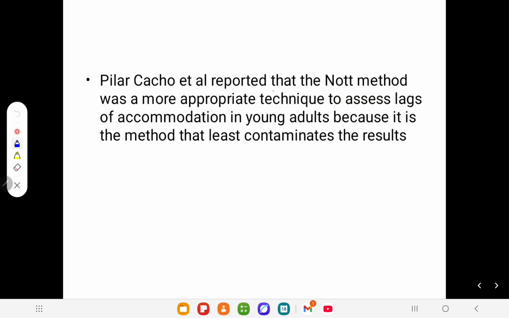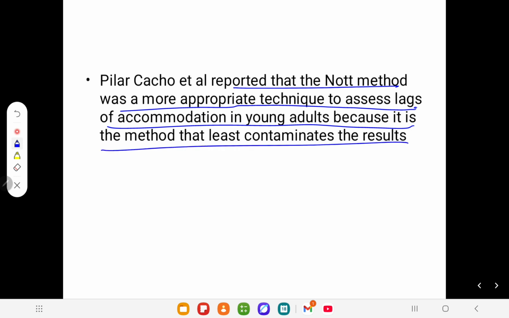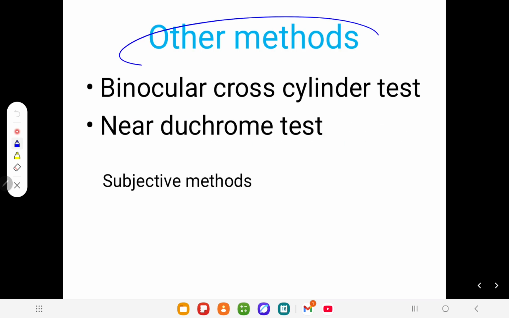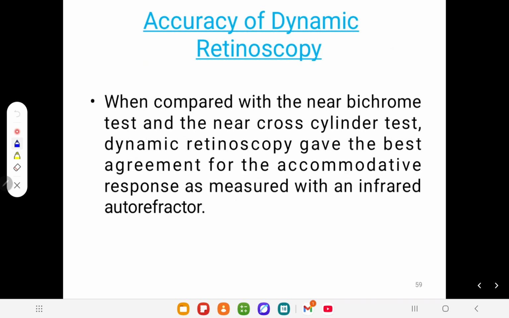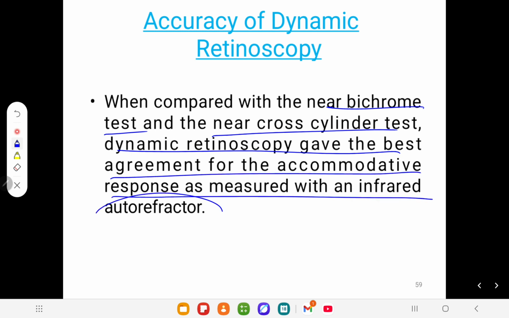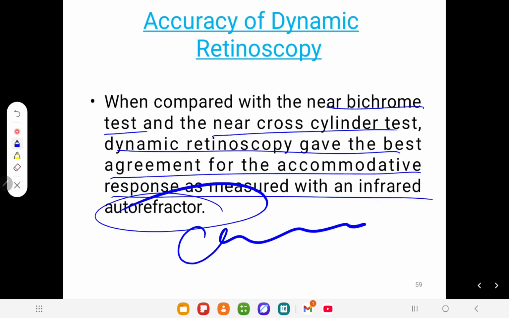Chao et al. reported that the Nott method was more appropriate testing to assess lag of accommodation in the young, because it is the method that least contaminates the result. So basically, Nott method is better for the young case. Other methods are the binocular cross cylinder method and near duochrome method, but they are subjective methods. Okay. In terms of subjective method accuracy, compared with the near bichrome test and near cross-cylinder test, dynamic retinoscopy gives the best agreement with the accommodative response measured with auto-refraction. So basically, the control is auto-refraction. Okay. So in that case, definitely dynamic retinoscopy is better.